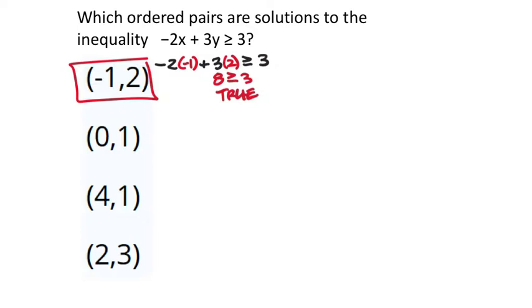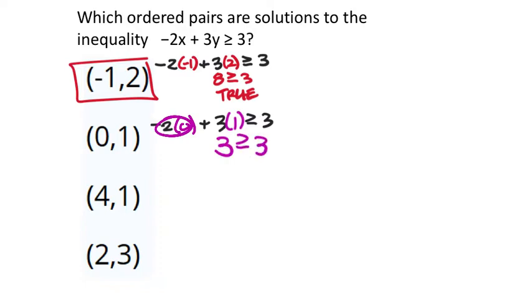But let's try it with 0, 1 then. So negative 2x plus 3y should be greater than or equal to 3. But they've given us new x and y values, so let's place those in there. The x is 0. See, there's a 0 value, which is nice because that's just going to 0 out. This is 3 is greater than or equal to 3.